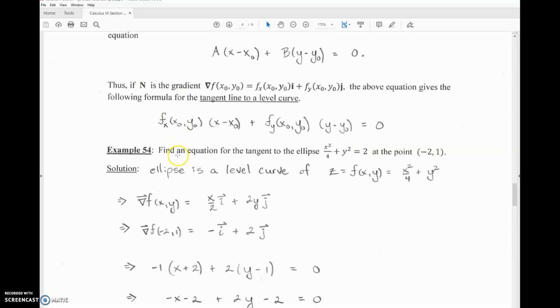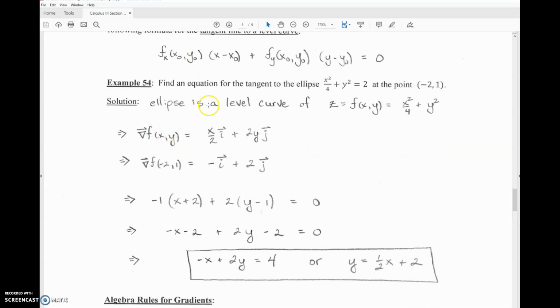Okay, so example 54, let's find an equation for the tangent to the ellipse x squared over 4 plus y squared equals 2 at the point minus 2, 1. We're going to recognize here that this ellipse is a level curve of z, which is f of x y, which is x squared over 4 plus y squared. So the gradient of f is x over 2 i plus 2y j.